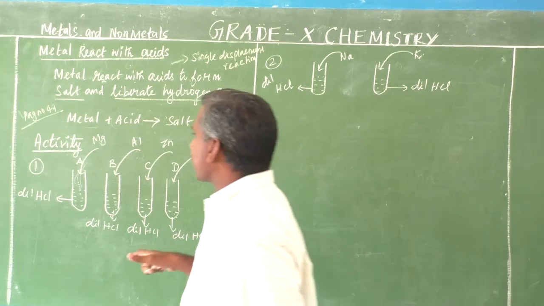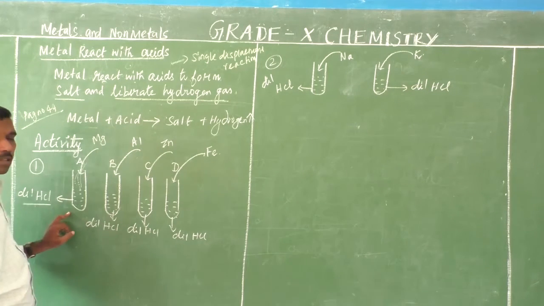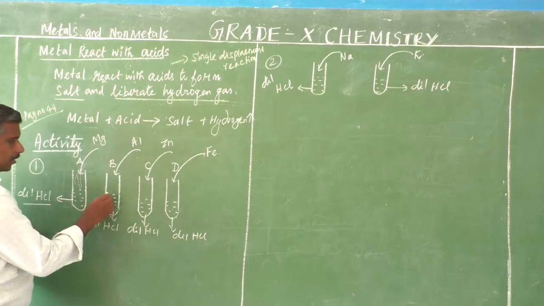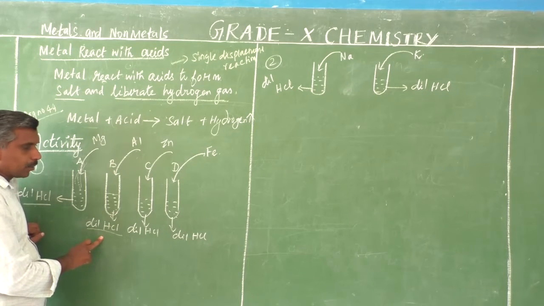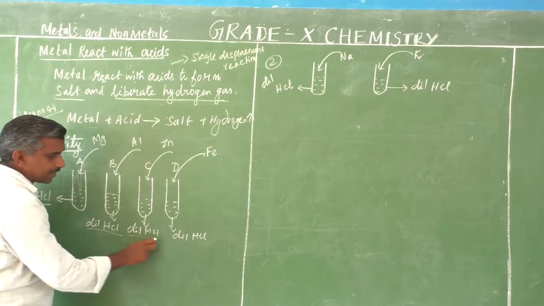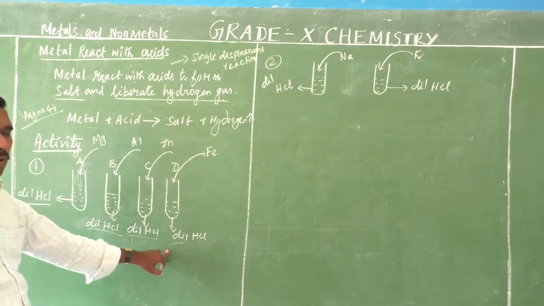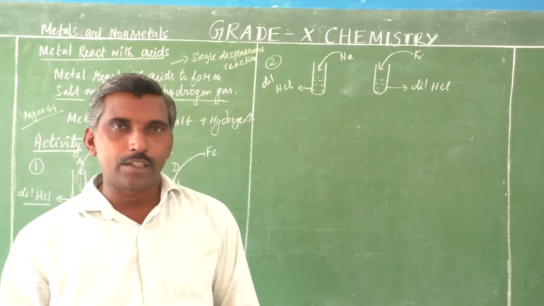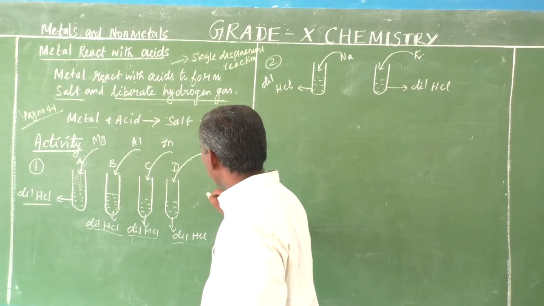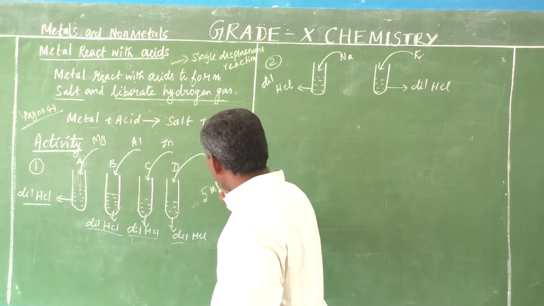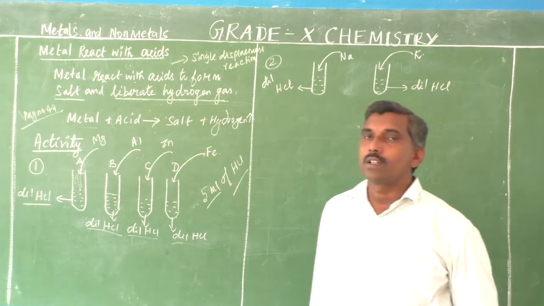In test tube A, take dilute hydrochloric acid. In test tube B, dilute hydrochloric acid. Test tube C, dilute HCl. And test tube D, dilute hydrochloric acid. Take an equal amount in each, say, 5 ml of dilute hydrochloric acid.